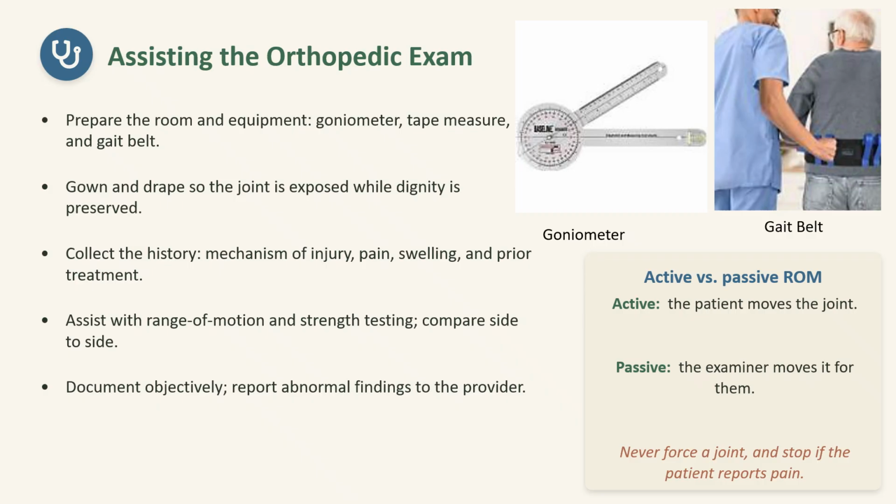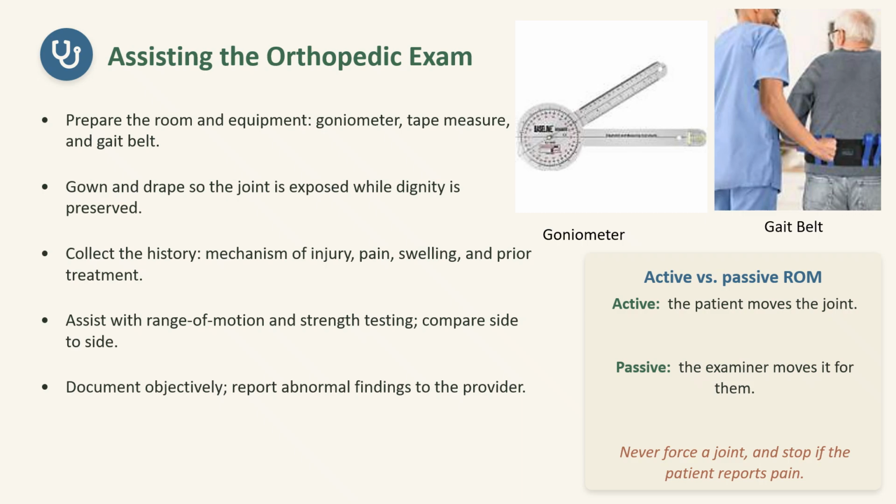Gown and drape thoughtfully. The joint has to be exposed for the provider to examine it, and the patient has to keep their dignity. Both things are true, and you manage both. Collect the history and be specific. How did the injury happen? The mechanism. Where's the pain? Is there swelling? Has it been treated before? A clear mechanism of injury often tells the provider more than the x-ray does.